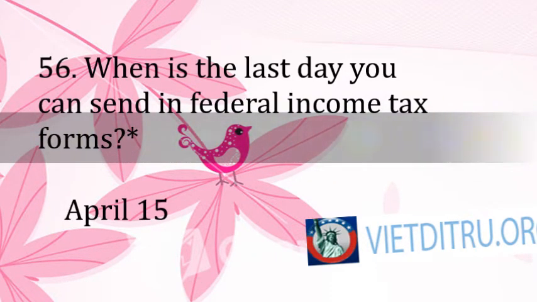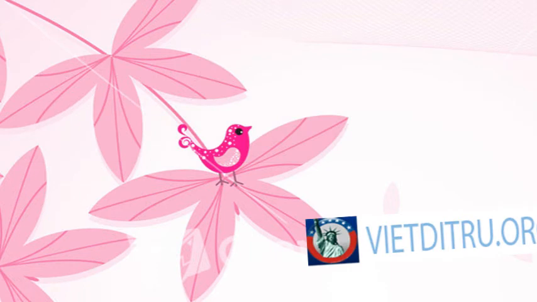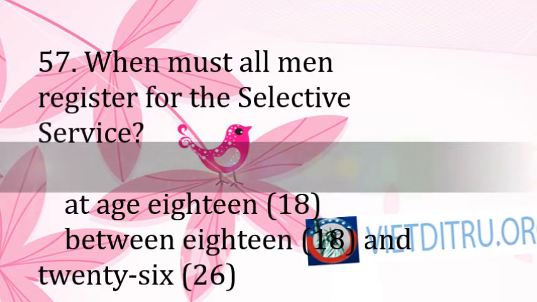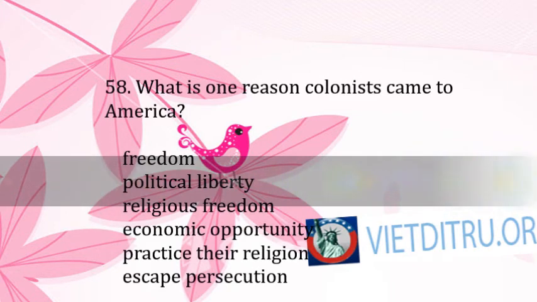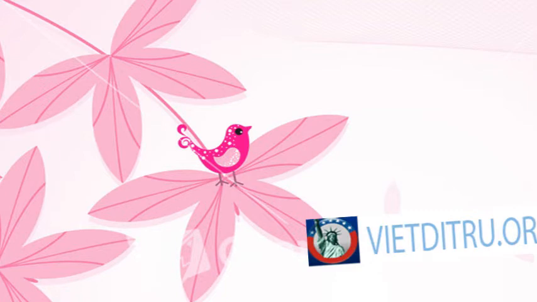When is the last day you can send in federal income tax forms? April 15th. When must all men register for the Selective Service? At age 18. Between 18 and 26. What is one reason colonists came to America? Freedom. Political liberty. Religious freedom. Economic opportunity. Practice their religion. Escape persecution.